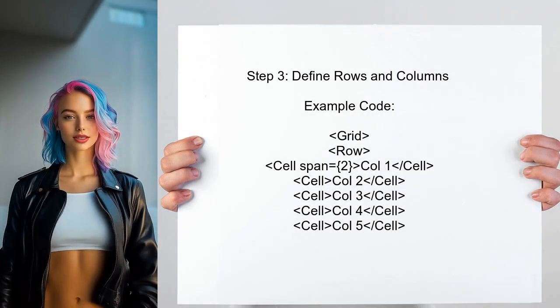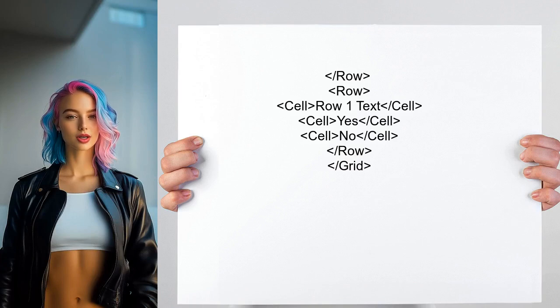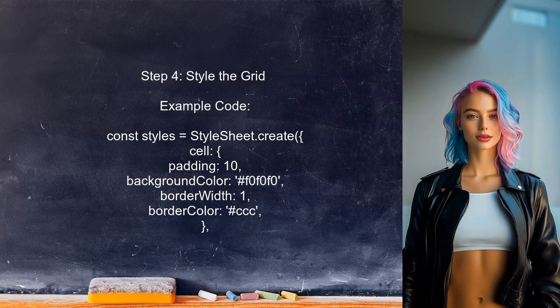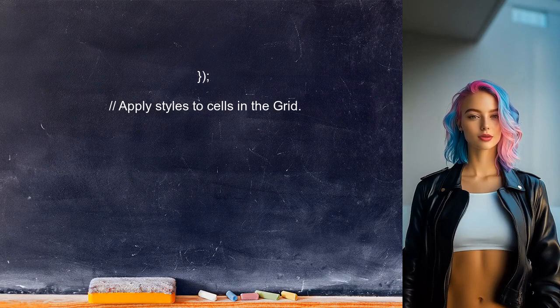Now, the user can define the rows and columns within the grid component. Each cell can be customized to span multiple columns by using the appropriate properties. Finally, the user should style the grid to match their design requirements. This can include adjusting the spacing, alignment, and background colors of the cells.